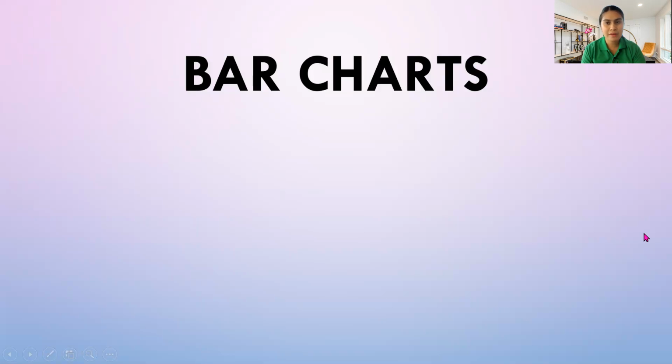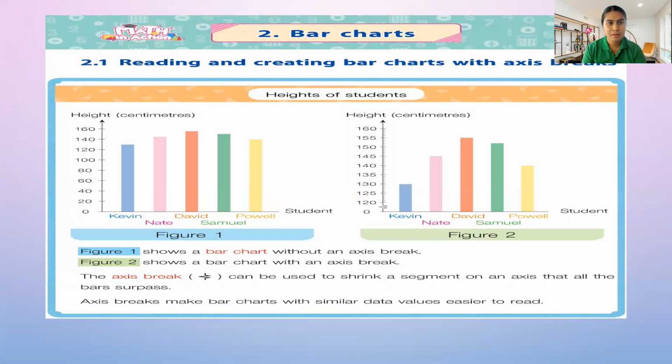First, we have bar charts. Reading and creating bar charts with axis breaks. So first, we have here the height of students. The names of the students are Kevin, Nate, David, Samuel, and Powell. And we also have the bar charts here.